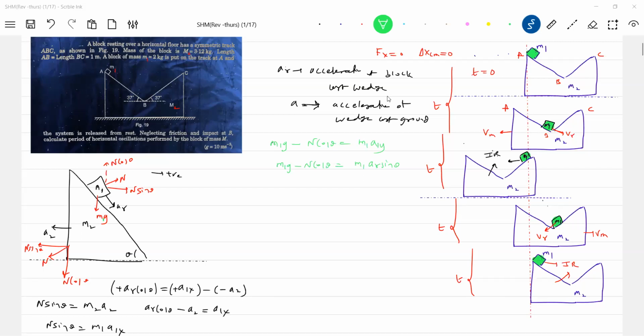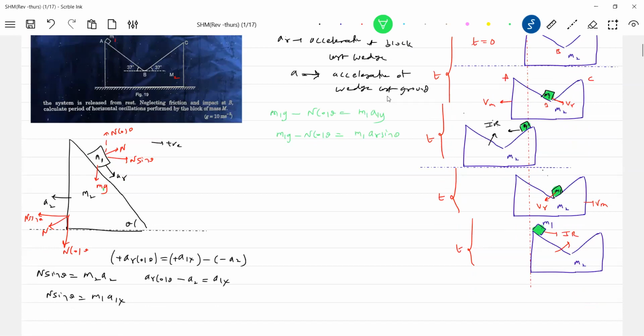0.82. I have to check it. I'll check whether the answer is there or not. 0.5 seconds. Time taken to move from A to B. This I'll simplify. Next part. A1x I'll eliminate. So AR cos theta minus A2.